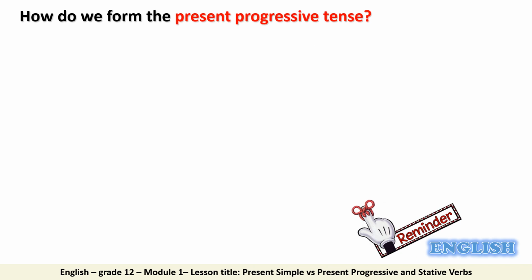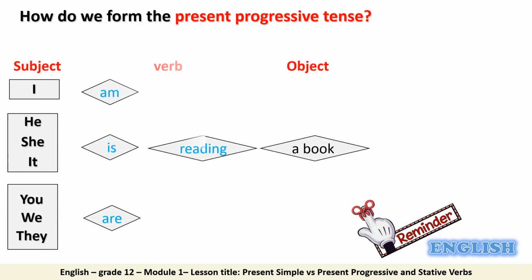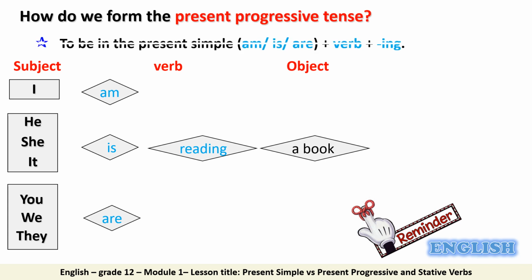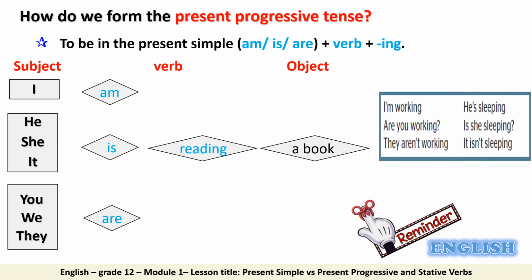What about the present progressive tense? How do we form it? Who can remind us of the rule as it shows in the following example? Fantastic! To form the present progressive tense, we keep to be in the present simple plus verb plus ing. And here are further examples of the present progressive tense in the affirmative, interrogative, and negative forms.